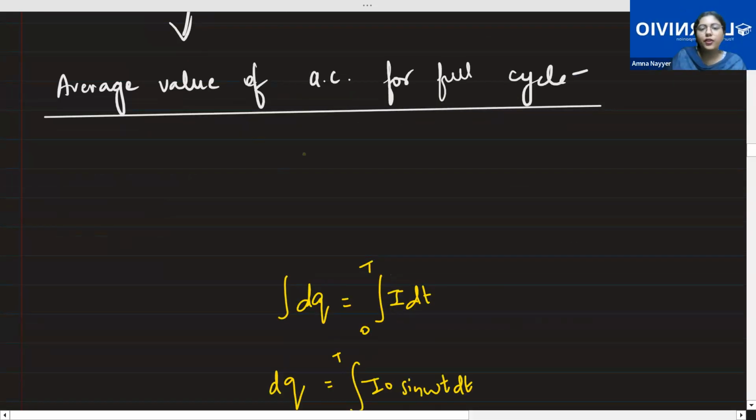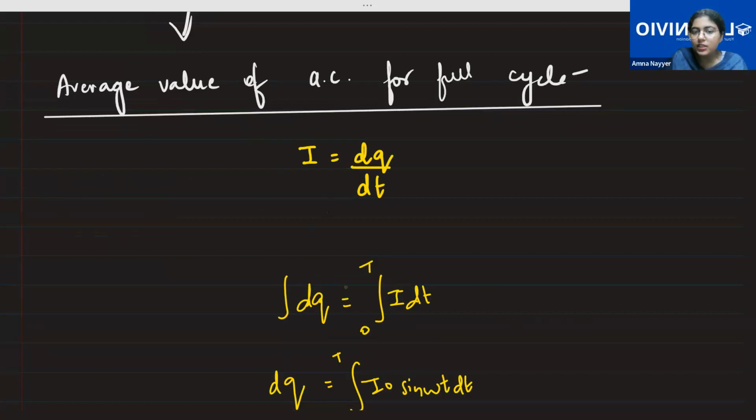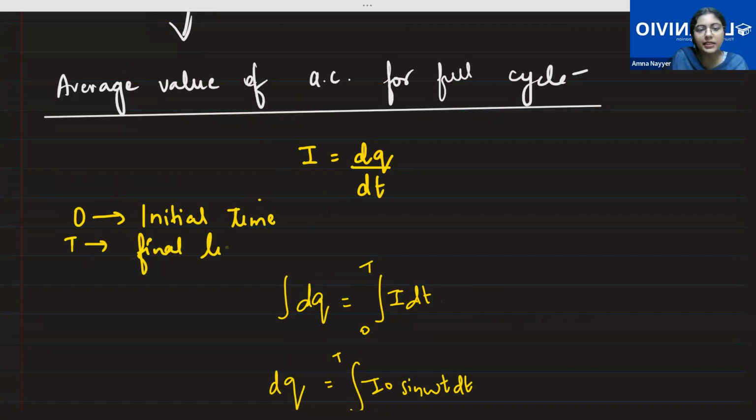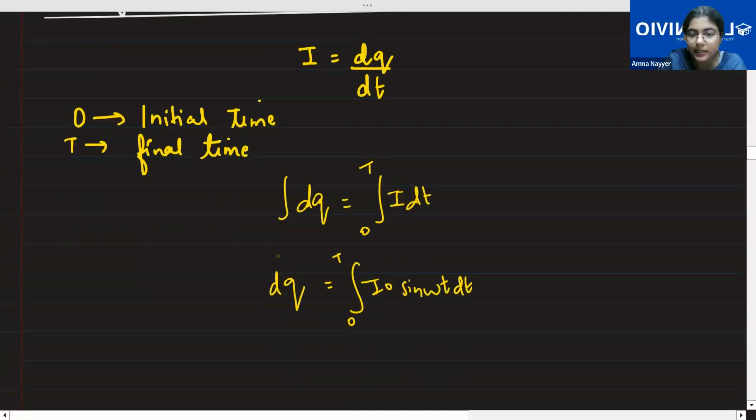Okay. So we already know current is equal to dq over dt. From here, if I shift dt, I get dq is equal to the integral of I dt, and from 0 to T, 0 means the initial time, while capital T means the final time. So we are talking about one complete full cycle, so we integrate it from 0 to capital T.